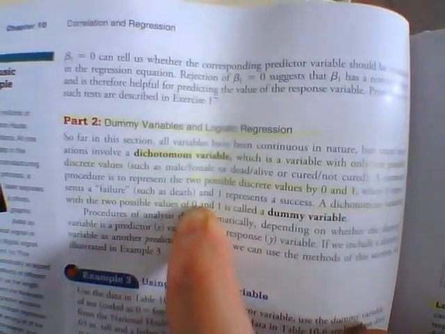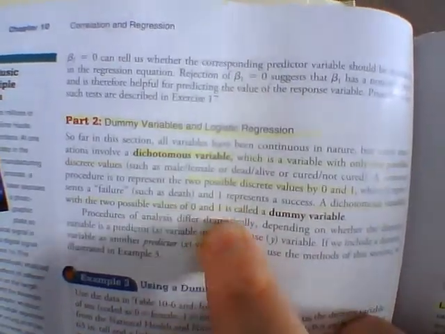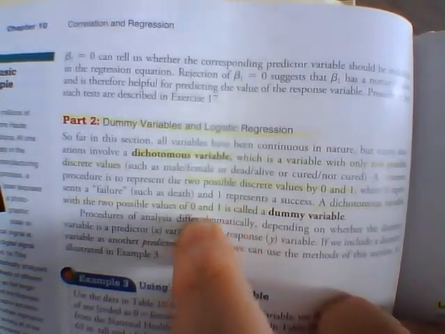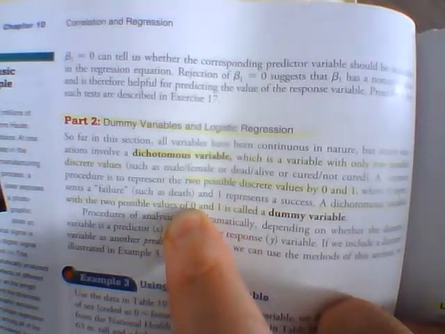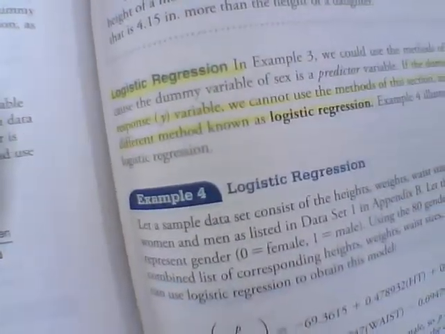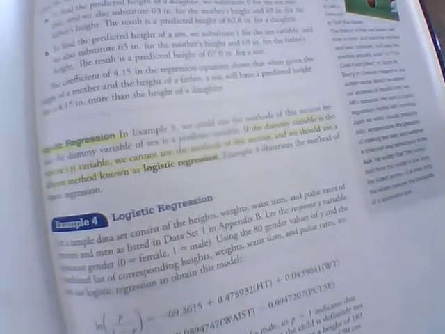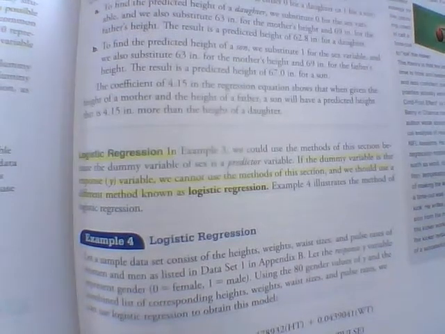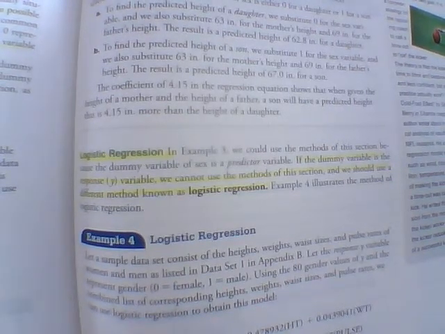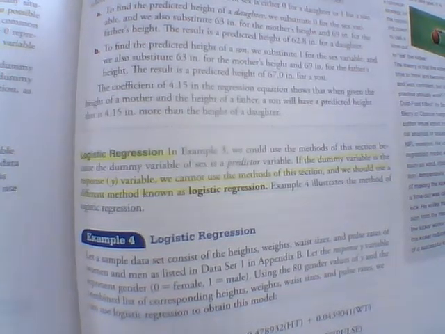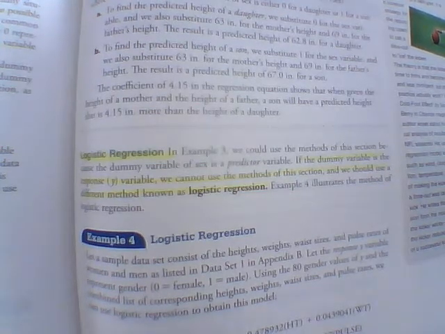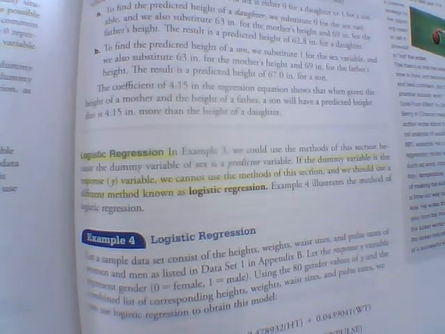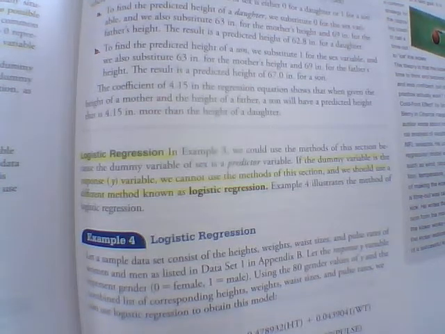And once again, if we talk about everything being a male or everything being a female, however we want to assign it, we're going to see that if everything there we have a 0 or a 1, it's not going to influence our data overall for predictions. Once again, we had talked about logistic regressions in our college algebra, kind of bringing those back once again. If the dummy variable is the response y variable, we cannot use methods of this section.